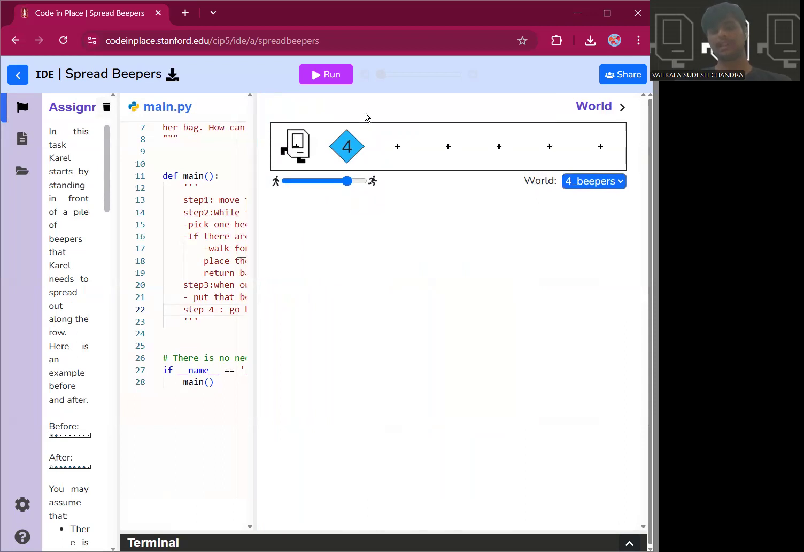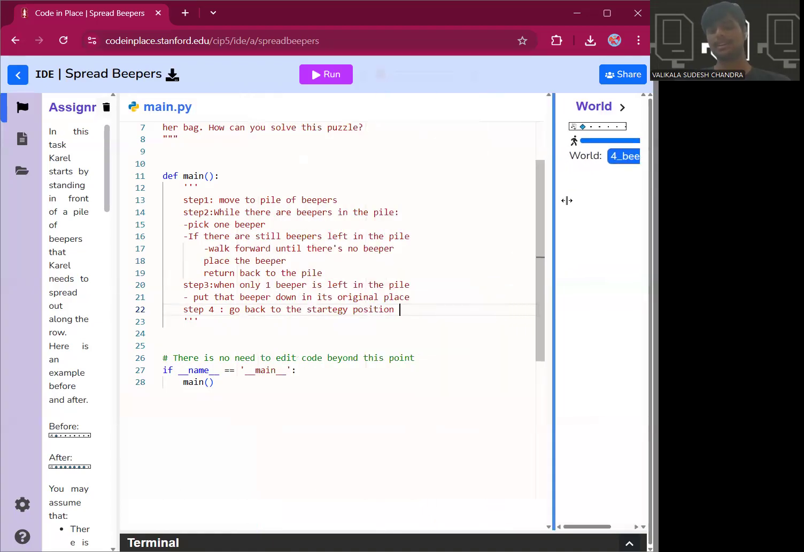Since Karel is in cell one, it will go to cell two, and every time the pile or stack of beepers will be present in cell two itself. Karel will pick one beeper and place it in the next free cell, and come back to the stack at cell 2, pick another beeper and go to the next cell. If a beeper is already present in a cell, it will ignore that position and place it in the next cell. This operation is performed until there is only one beeper left at cell 2. Once it identifies that only one beeper is present at cell 2, it will leave it as it is and come back to its initial position. That is the entire strategy we are going to follow.